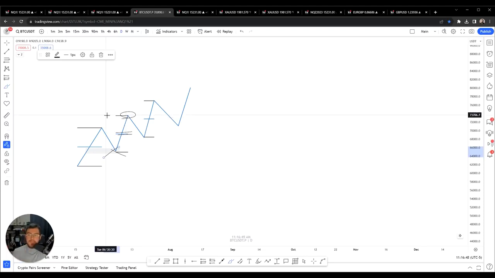But again, you must map this out on the right structure, and to know the right structure, you need to know how to draw impulses. So let's go ahead and move into step 2 of simplifying ICT market structure.